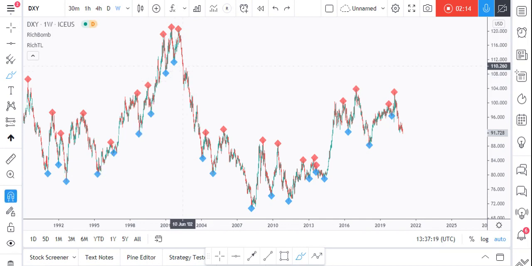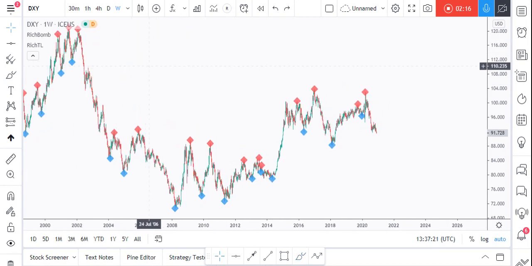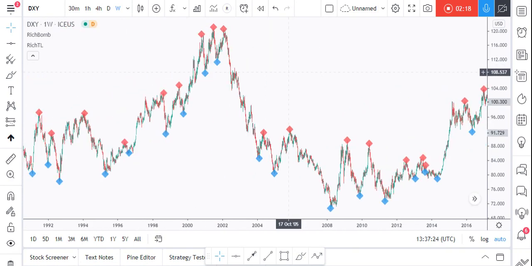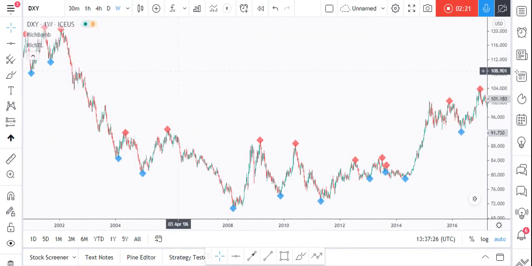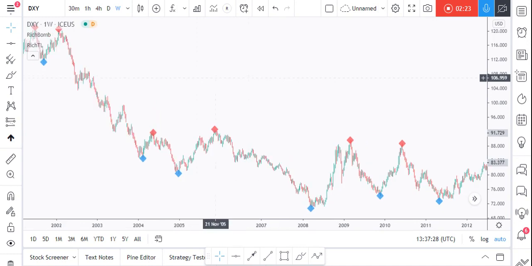And you can see this pattern over and over again. I'm not saying that it will work 100% of the time. It's just for an overall direction and market structure.